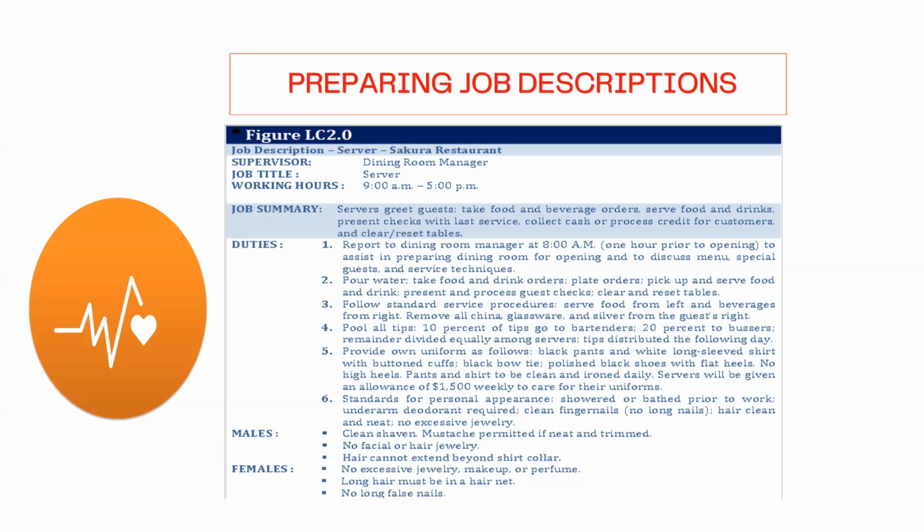Number two, a summary of the duties of the job, typically written in paragraph form. This summary enables the reader to quickly gain some basic understanding of the nature and purpose of the particular job. By reading the summaries of all the jobs in a particular department, one can obtain a great deal of information about the department in a very short time. This can be of great benefit to a new manager, for example. So if you notice the job summary there, servers greet guests, take food and beverage orders, serve food and drinks, present checks with last service, collect cash or process credit for customers, and clear and reset tables.